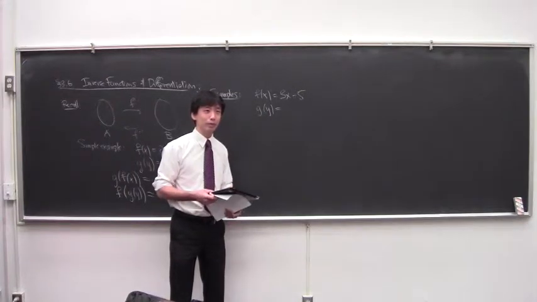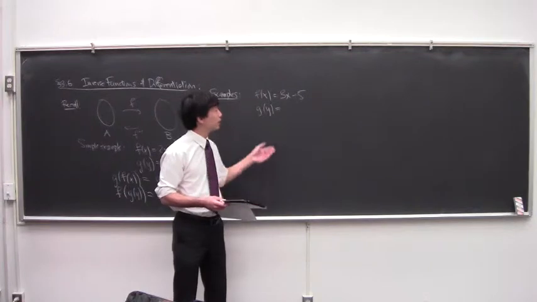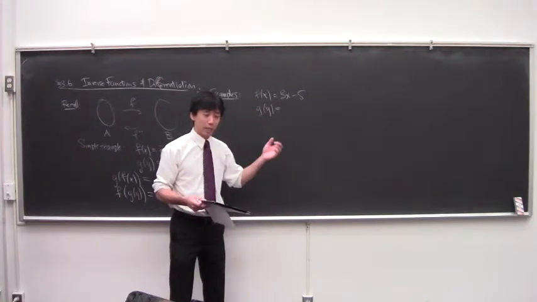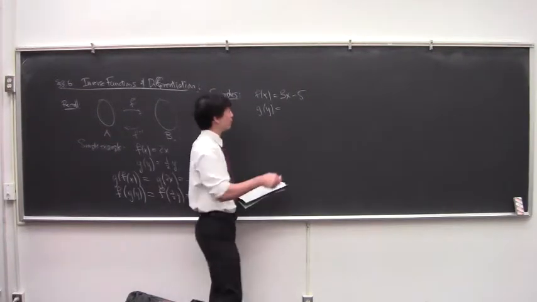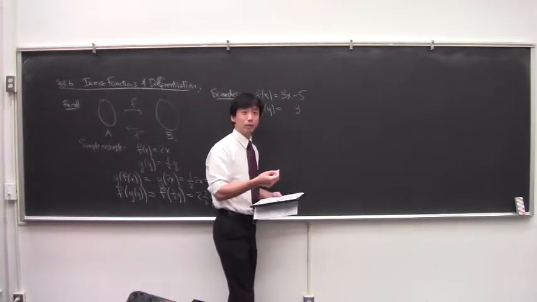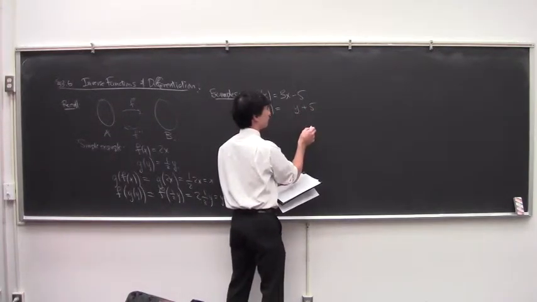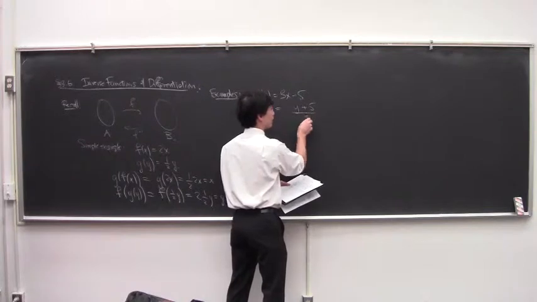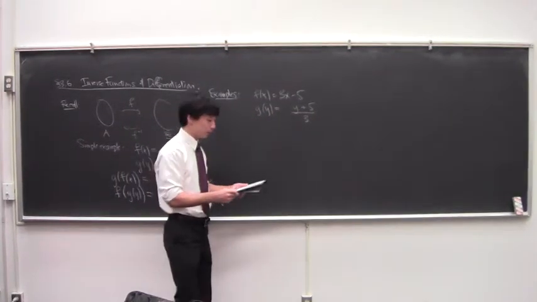Think about it for 15 seconds, just think about it logically. If somebody triples something and subtracts 5 from it, how do you get back to the original? Well, you take your thing, and then what would you do with it? Add 5, and then divide by 3. You'd add 5, and then divide by 3 to get back to the original.